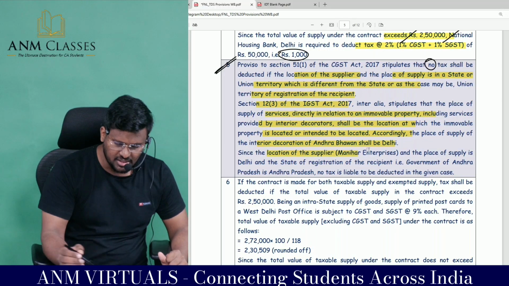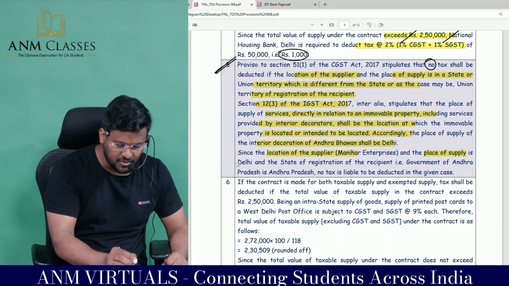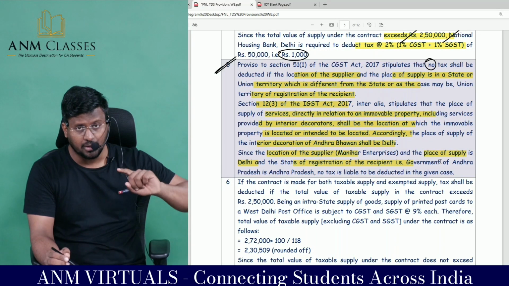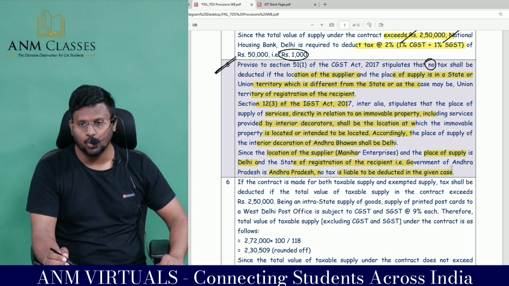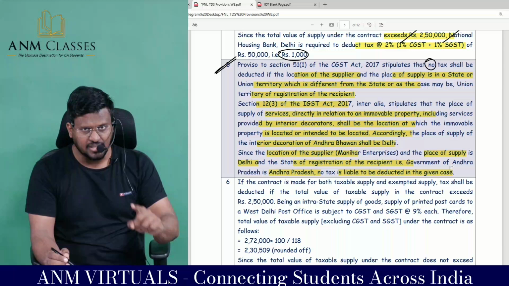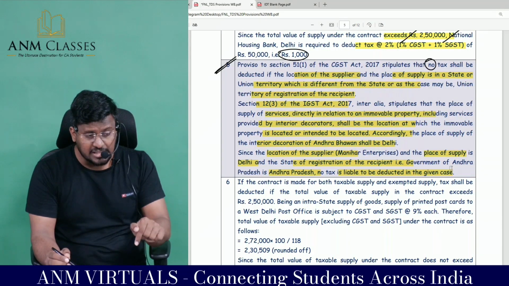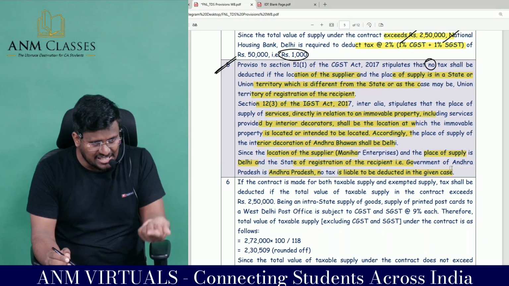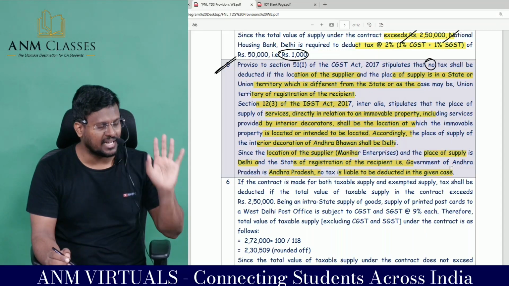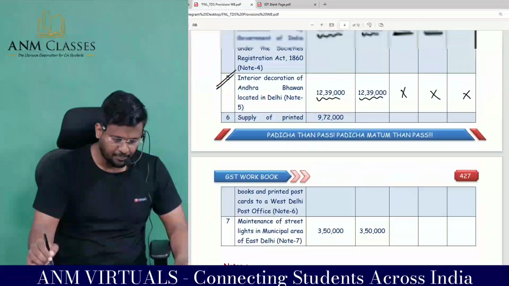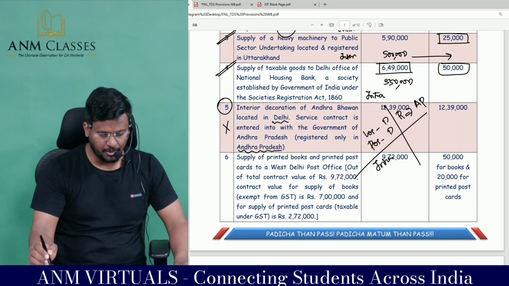Since the location of the supplier Manihar Enterprise and place of supply is Delhi, and state of registration of the recipient, government of Andhra, is in Andhra Pradesh, no TDS is liable to be deducted. Because even though this has passed the contract value test, it has failed the exception test, so TDS does not need to be deducted. I'm moving into the next adjustment.